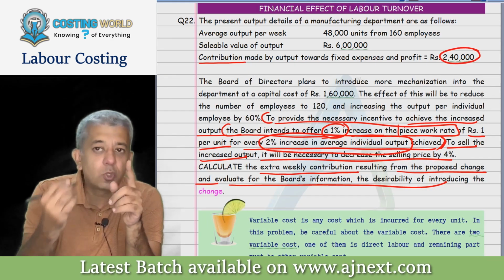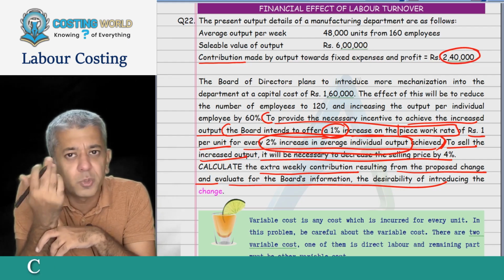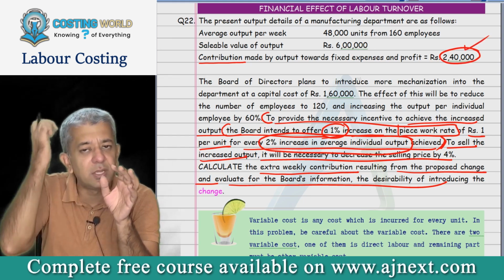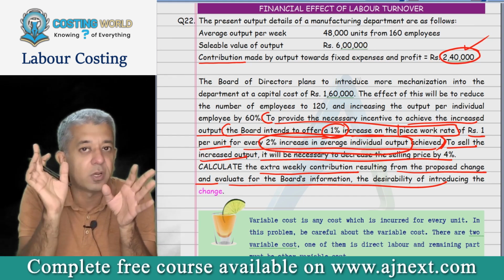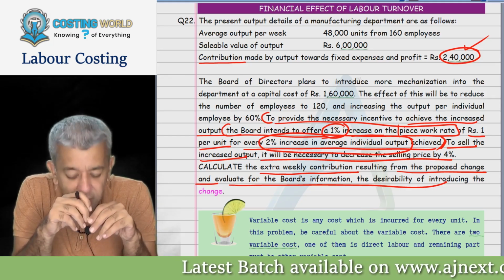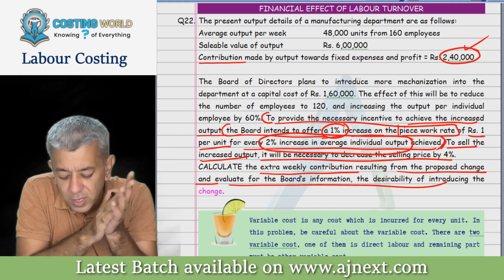2,40,000. So let's do new sales minus new variable cost. You will get new contribution. New contribution minus 2,40,000 will be giving you, in this particular case, extra weekly contribution. This question has been asked for 8 marks in exams. Out of that, the first part is for how many marks, I will say after some time. But let's start doing that.